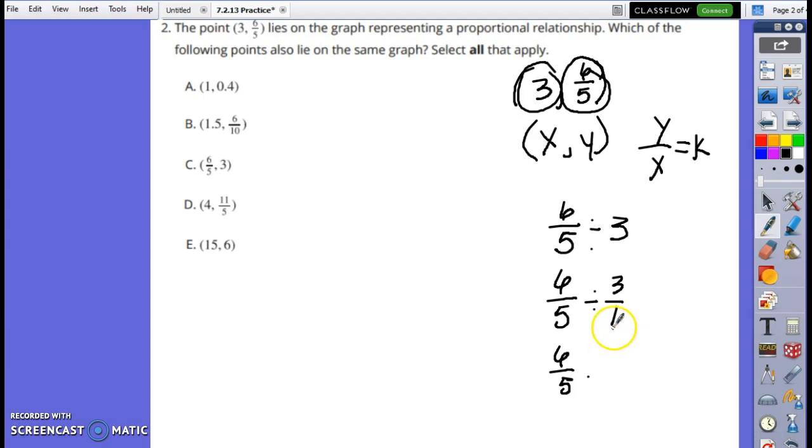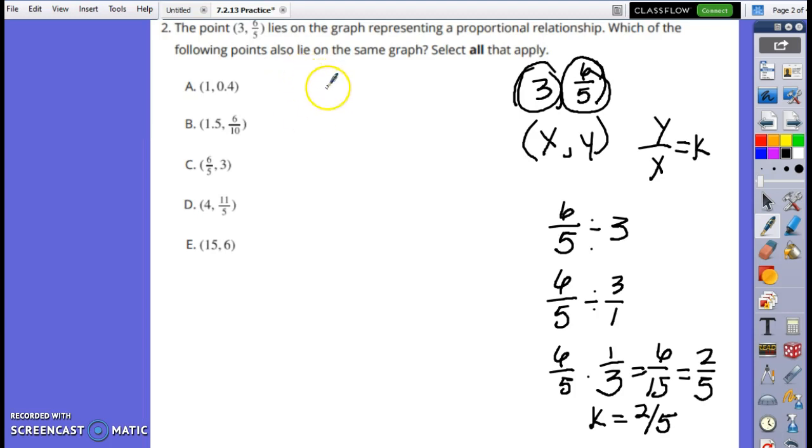Sorry about that. I was interrupted. It's actually 6/5 times 1/3, which is 6/15, which is the same as 2/5. So our constant is 2/5, which means that each of these relationships has to have that same value. So let's go ahead and check and see if that happens.